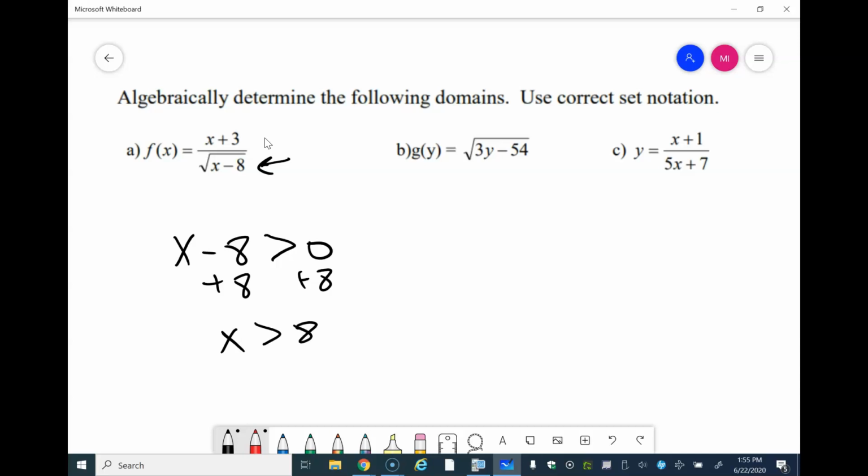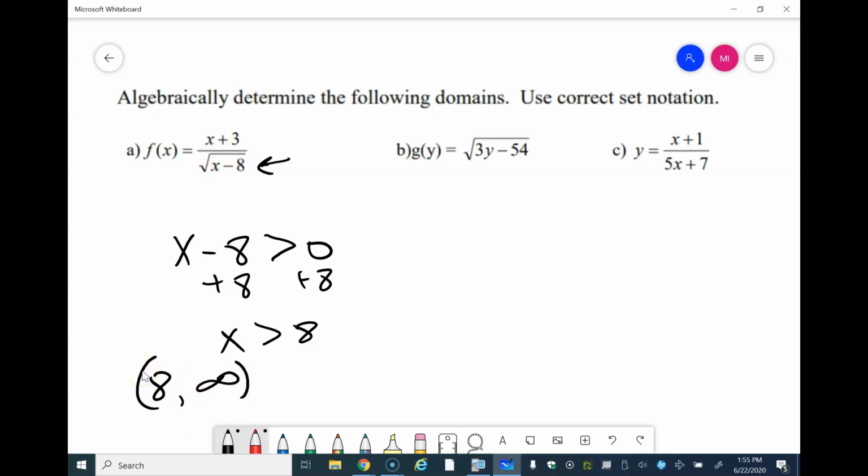So our domain for this one is going to be 8, comma, positive infinity. So all the numbers greater than 8 will work when we plug it in here, and we won't get a red flag for it.